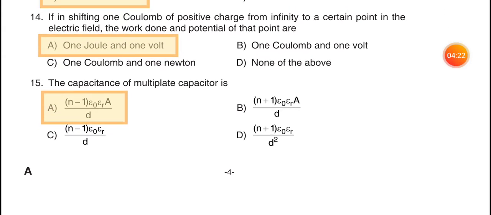14th question. If in shifting 1 coulomb of positive charge from infinity to a certain point in the electric field, the work done and potential of that point are? Option A is the right answer, 1 joule and 1 volt.